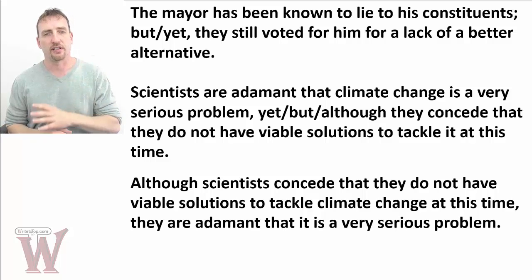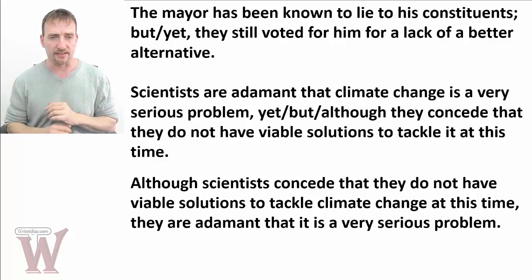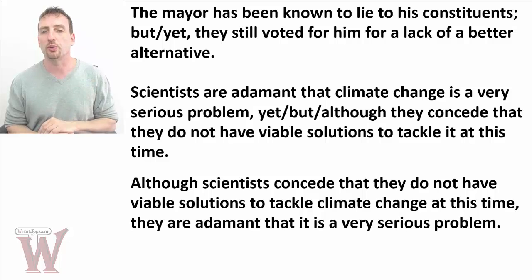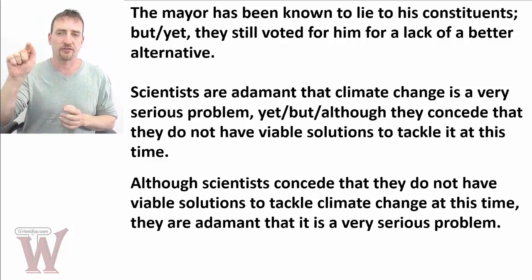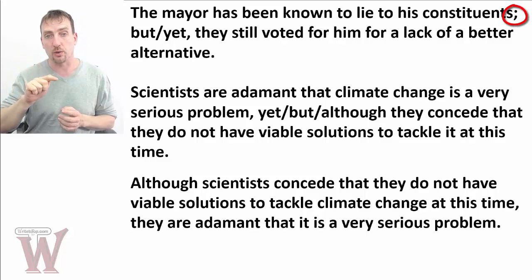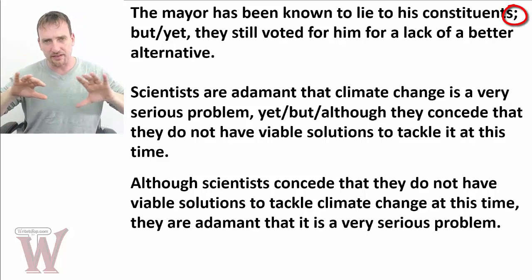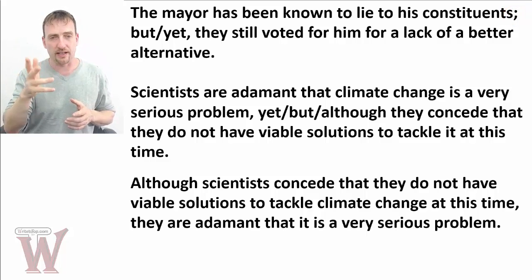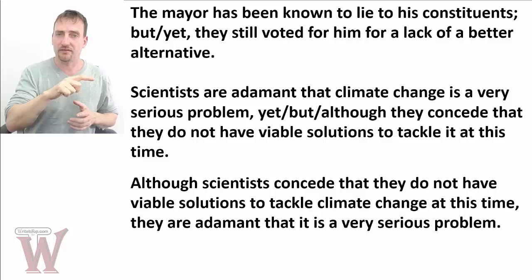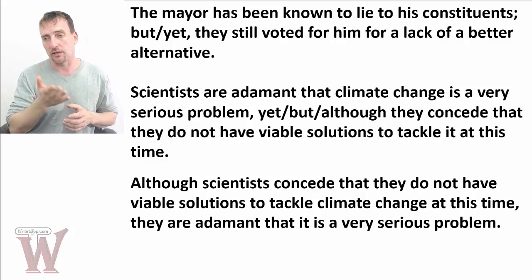Now, let's look at a few other examples where you can mix all these things up. The mayor has been known to lie to his constituents, but they still voted for him for a lack of better alternative. Yet they still voted. What's the difference here? First, notice after constituents, I put a semicolon. I can basically split the two ideas. I could put a semicolon, and then I can use but or yet, and then the comma after the but or after the yet, not before.